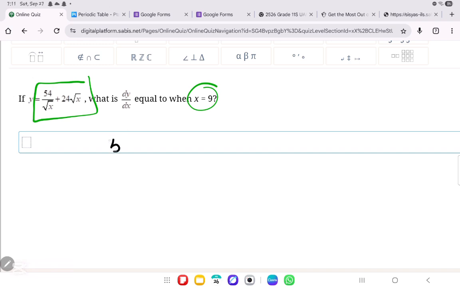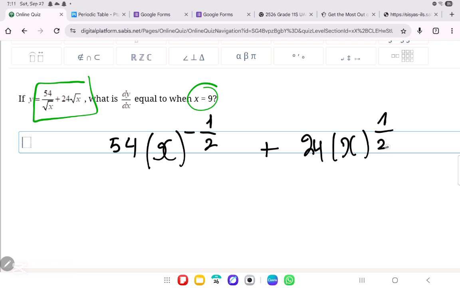So it's going to be 54 over radical x. We don't like to see radical x in the denominator, so we'll move it up. It will become x to the power of minus 1 over 2. You guys should know why by now. Plus 24 x to the power of 1 over 2. Now we didn't find the derivatives yet. Now let us find the derivatives.